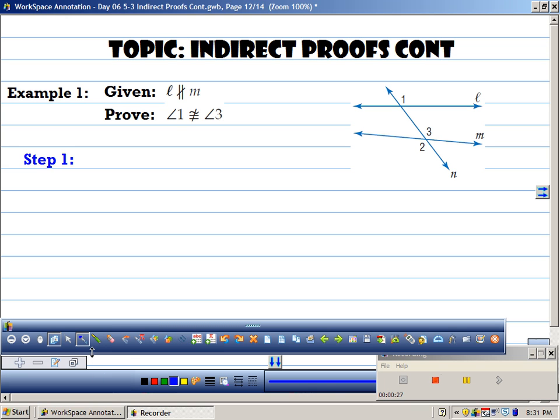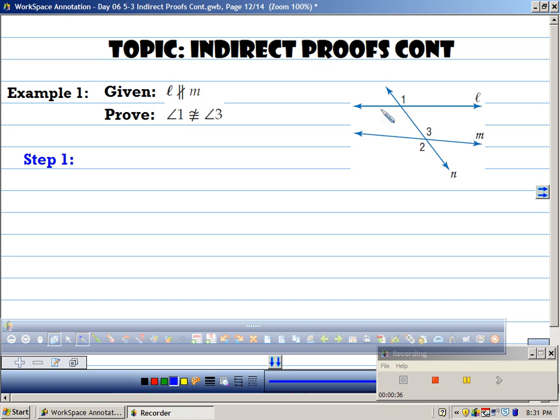So our first step is to actually assume that our conclusion is false. So if we're given L is not parallel to M, so this is line L, and it's not parallel to line M, then we're going to say that our conclusion is angle 1 cannot be congruent to angle 3. So we're going to begin by assuming that angle 1 is congruent with angle 3.